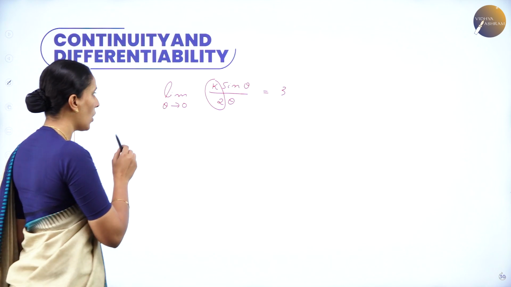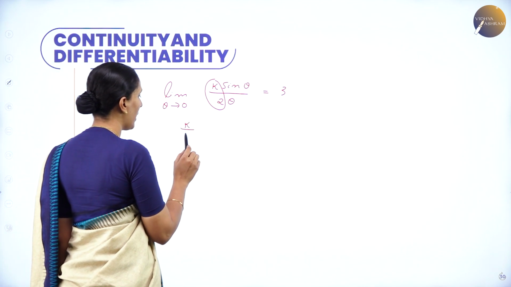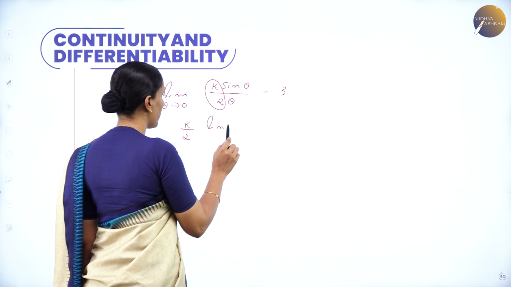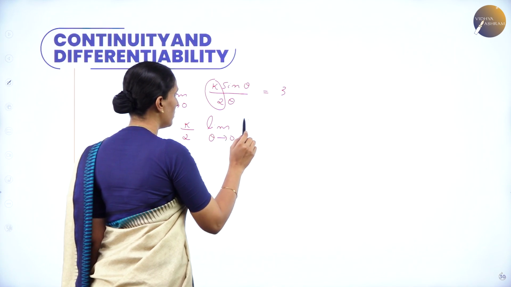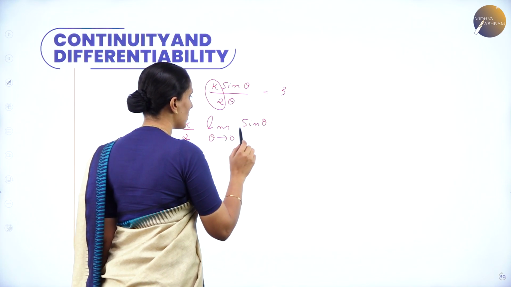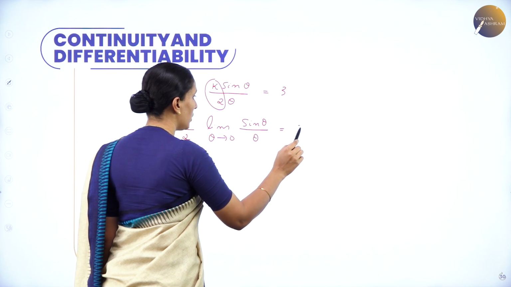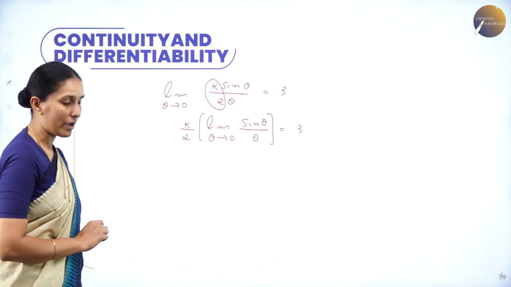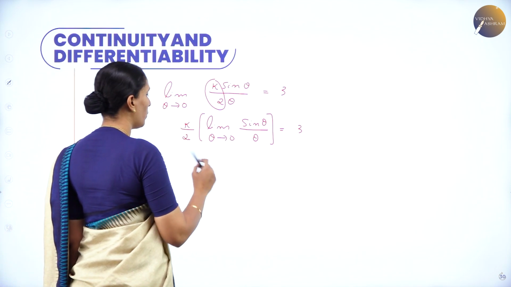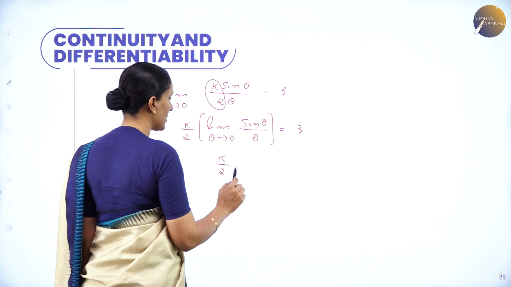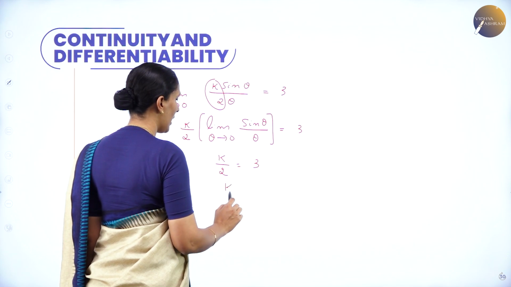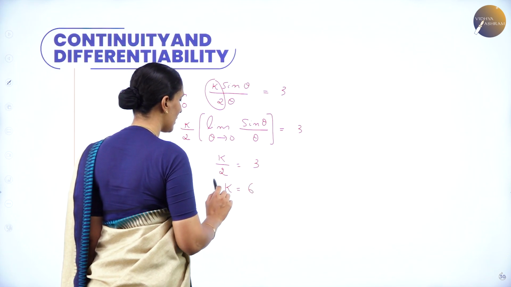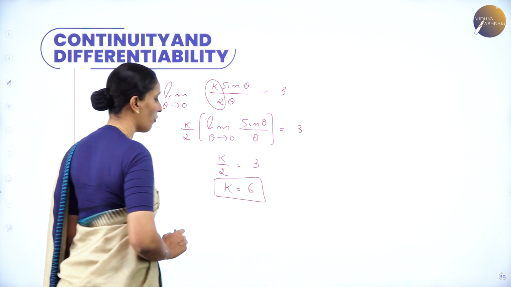k by 2 is a constant, we can write it outside the limit. So k by 2 times limit theta tends to 0 of sin theta by theta. This is one of the standard limits which we have studied earlier, whose value is equal to 1. So k by 2 into 1 is k by 2 itself. Therefore k is equal to 2 threes are 6. So the value of k is 6.